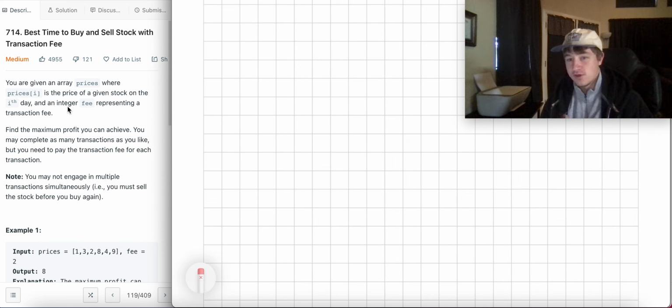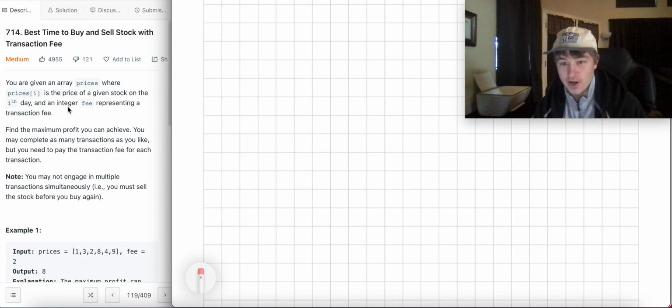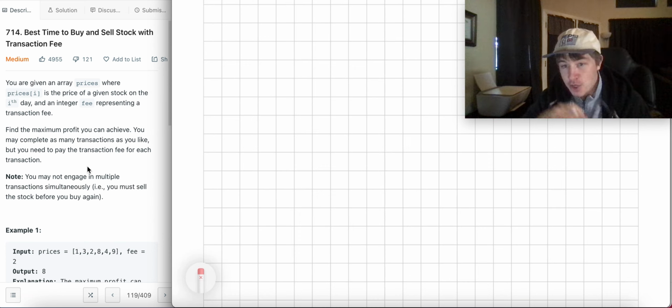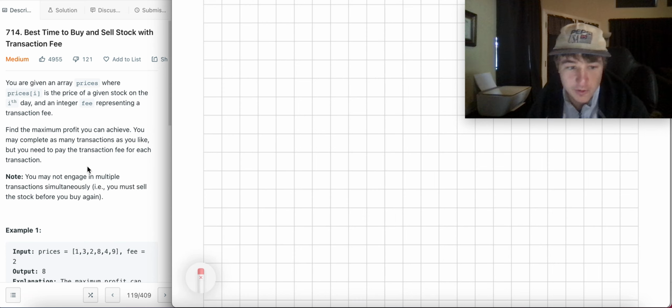There's no short selling margins or whatever. I'm not that involved in the stock market and equity markets and economics. I just like the Leetcode, so I don't really know how that works. But you can't sell something if you haven't bought it already, right? So you have to sell it before you buy again, and you have to buy it before you sell it. So those are two sides of the same coin.